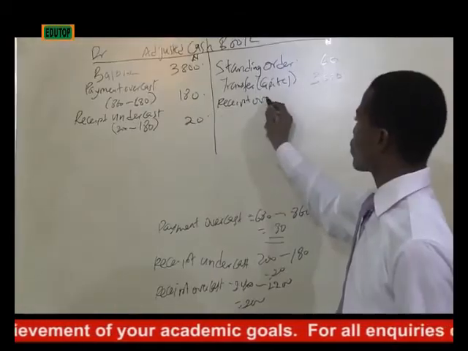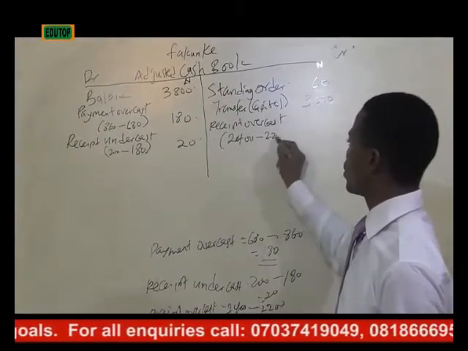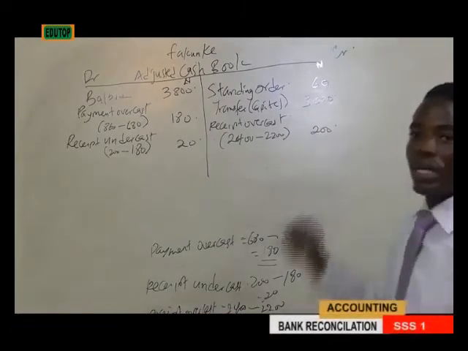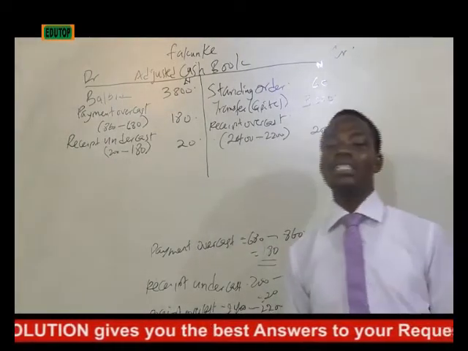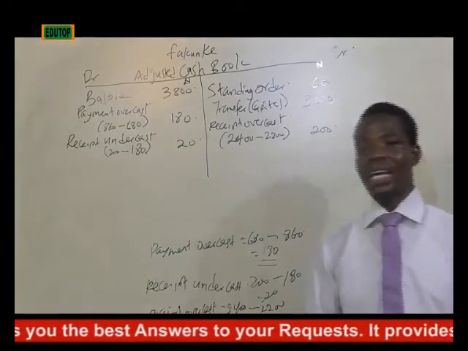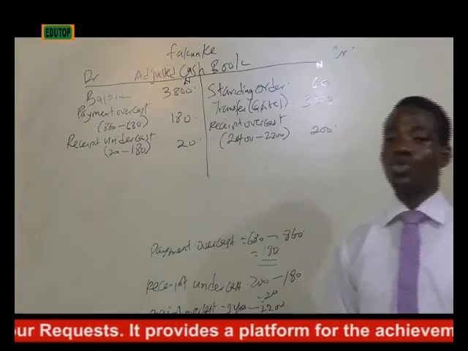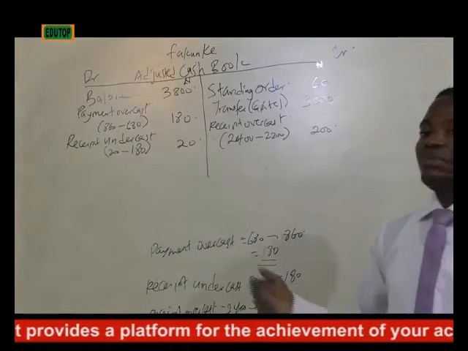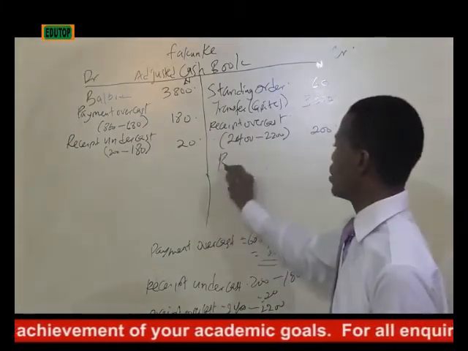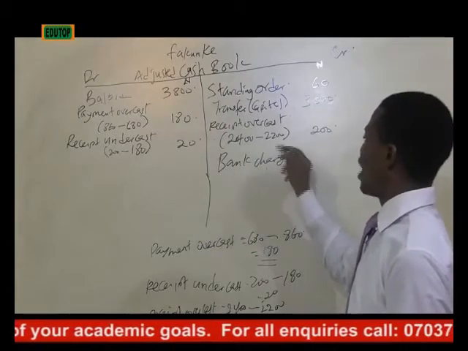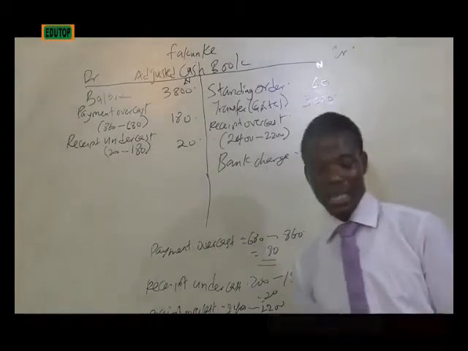Receipt overcast. 2,400 minus 2,200. That is 200. That is that. Then F said bank charges for naira did not appear in your cash book. You know, bank charges is an amount that the bank charges you based on the service that is being rendered to you. So when they make the deduction, you are not told. So you are going to make the adjustment here for bank charges. Because you have not been notified, and it is definitely a payment, you now make the changes here. That is that about it.